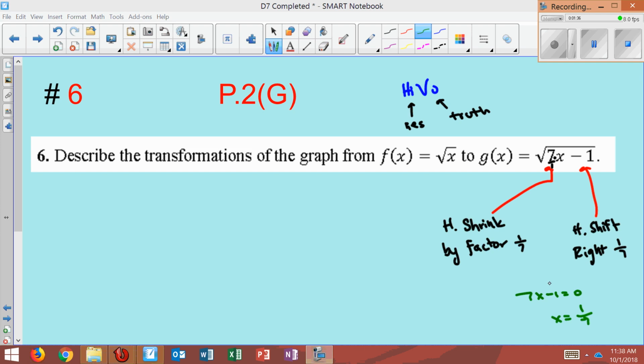Or the other way you could look at it is you could say, okay, if I'm following my PEMDAS, the first thing that would happen to the x is it would get this horizontal shrink. And so it'd go 1/7. And then I would go right. And so instead of this being right 1, it'd be 1/7. 1 times 1/7 equals 1/7. So that's your shifts.